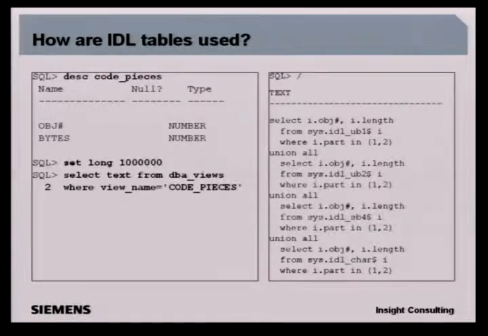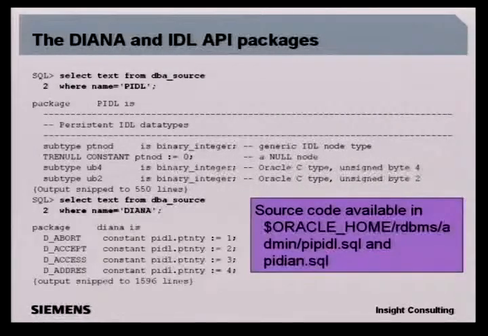Just describing the view doesn't tell us anything, but we can select the text for that view from DBA_VIEWS, and the text is on the right hand side. It's just doing a union of the IDL tables, and presumably that's used for sizing, to find out how much M code or P code or Diana is actually installed in the database and how big it is.